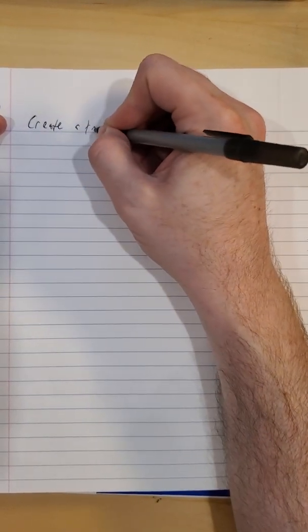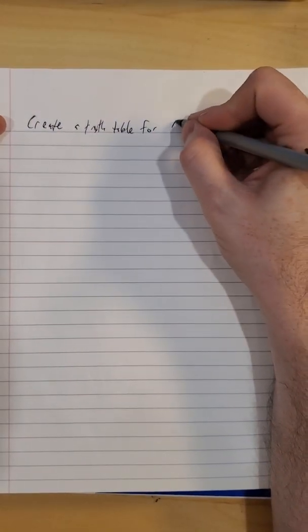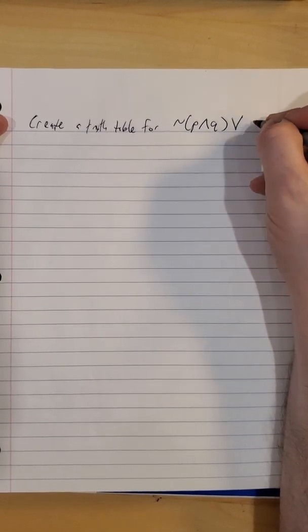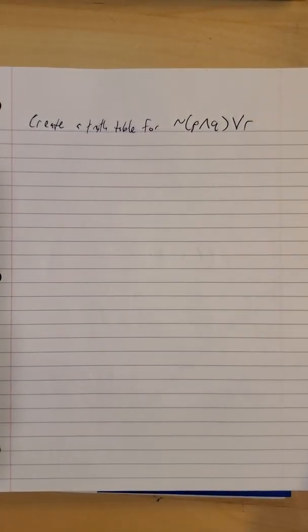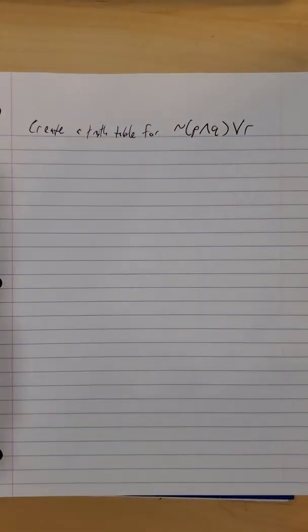So let me have you all try one out. So we'll create a truth table. Negation of the quantity P and Q, close it up, or it with R. So go ahead and pause it if you need to. Unpause when you're done.